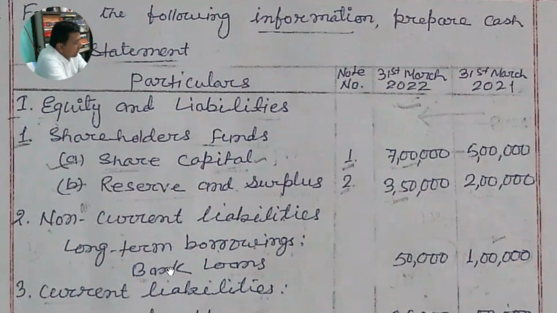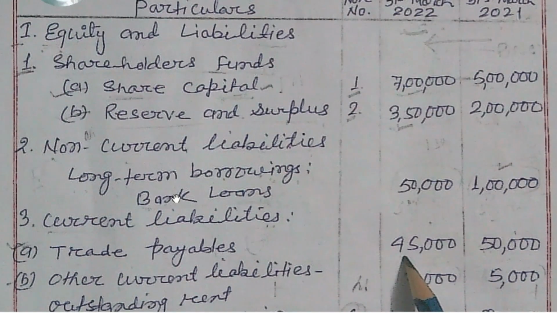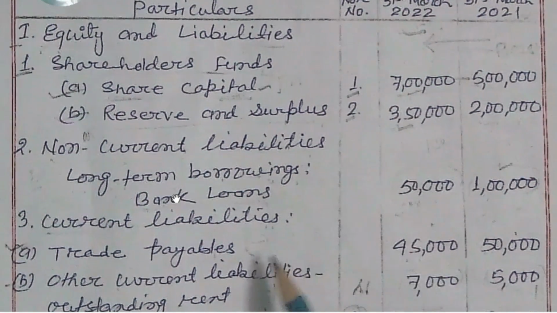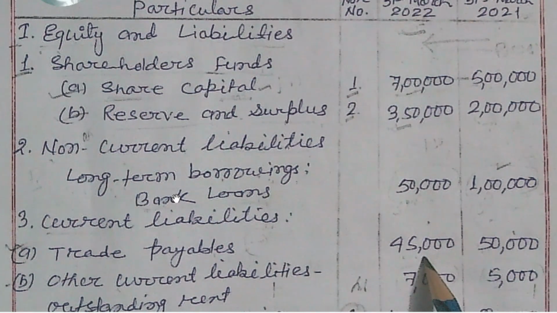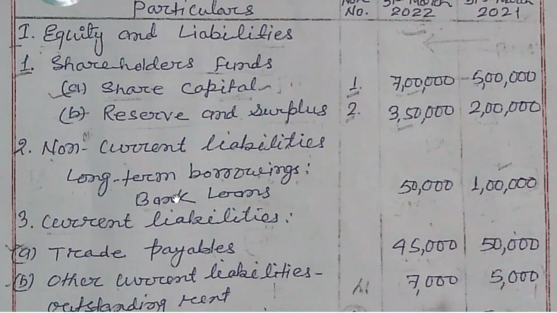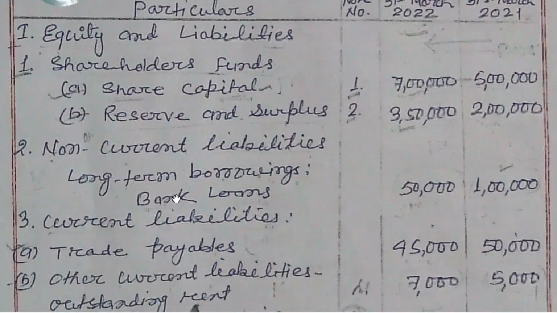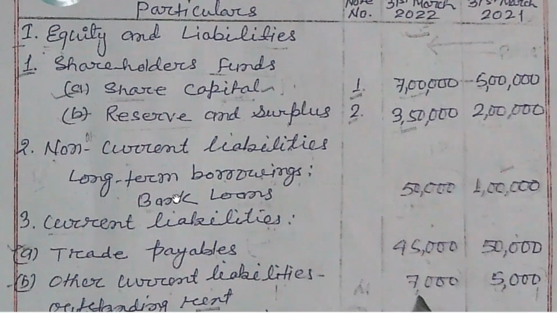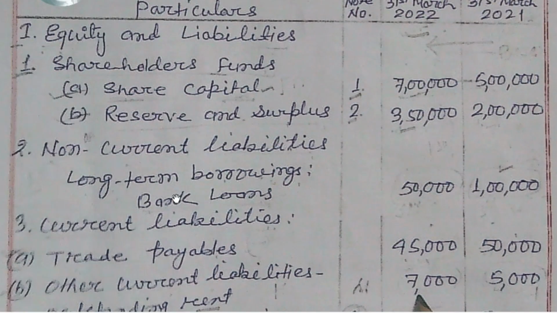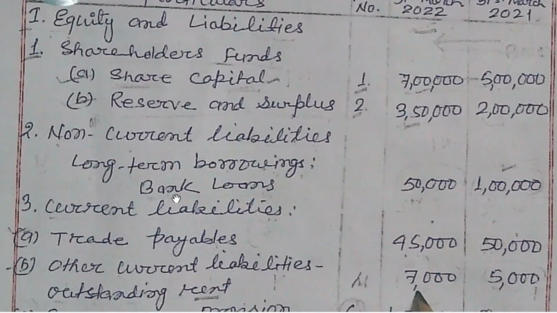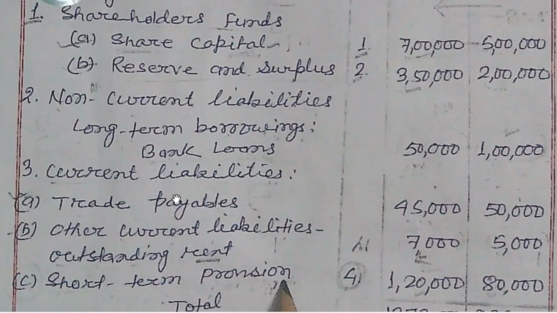And current liabilities, trade payables here from 50,000 to 45,000. It is said that 5,000 of trade payables decreased. It means 5,000 amount is paid, and this is a cash outflow. And here the other current liabilities, outstanding rent from 5,000 to 7,000. It means that 2,000 rupees is additional cash taken, and it is a cash inflow.